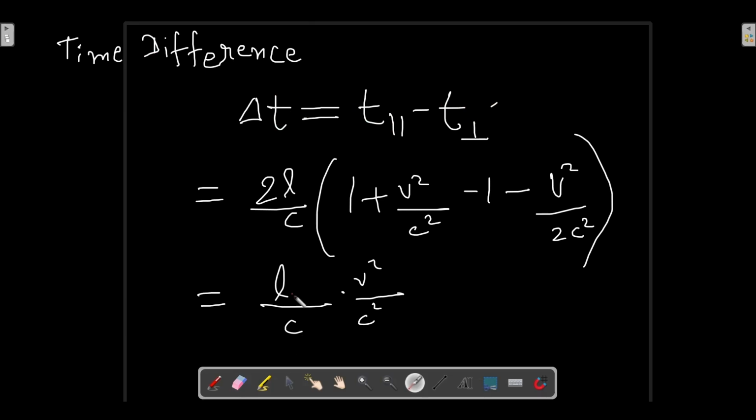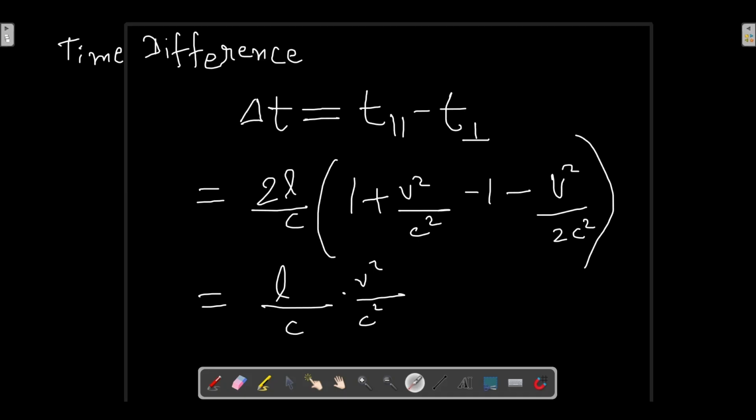This is the time difference, because on the downward side when they travel together, that particular time will be required in this arm also, and it will be required in this one also, so that will cancel out. So only the effective time difference is t parallel minus t perpendicular. This is the effective time difference.